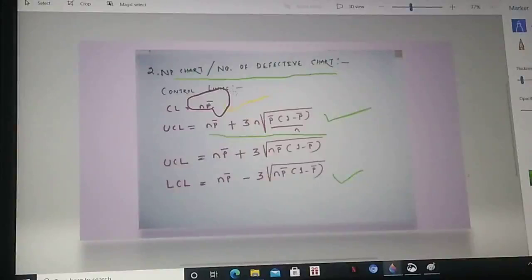So this is all about the two charts, P and NP chart. The other two charts will be discussed in the next video.